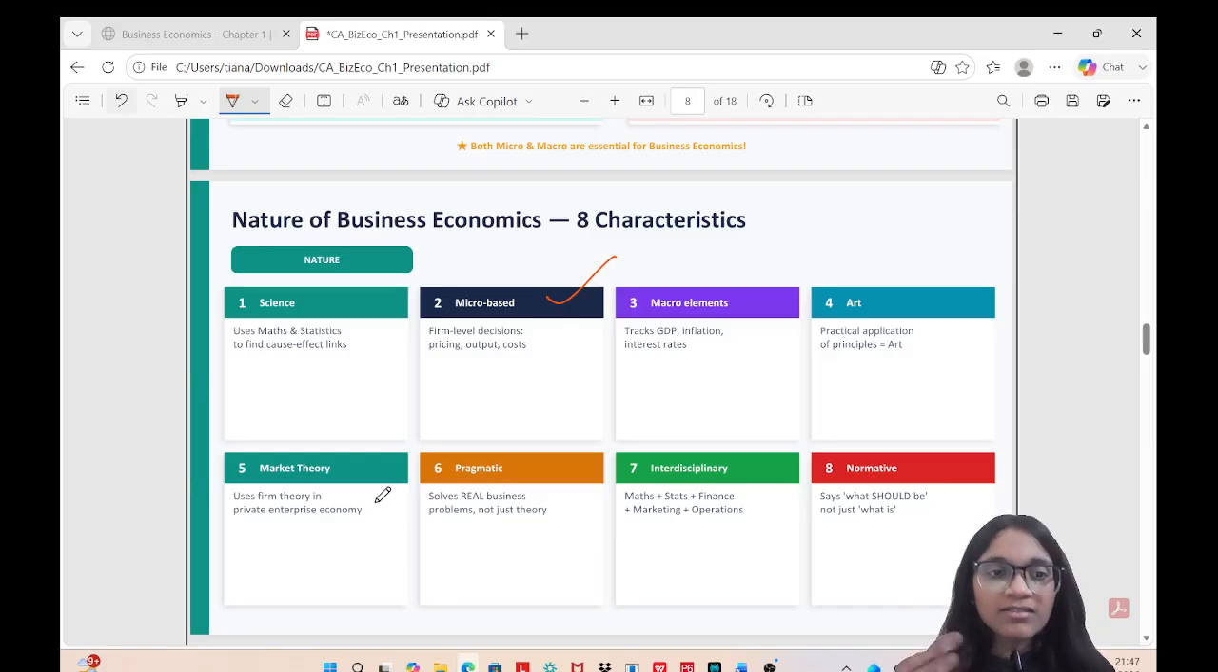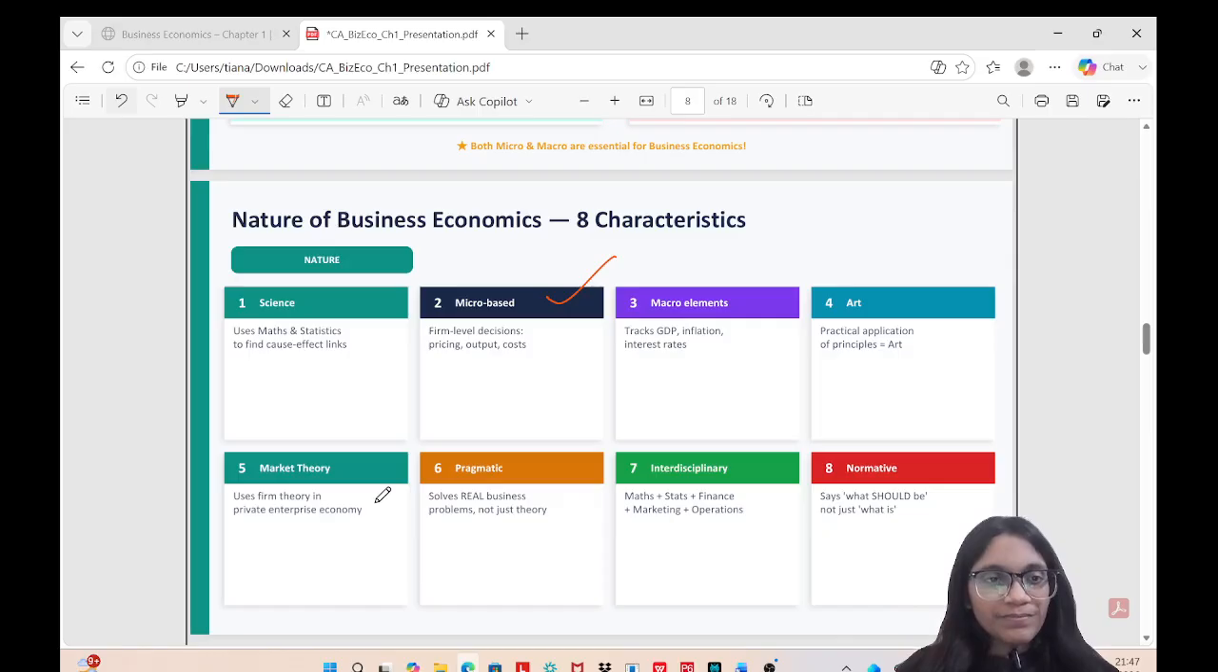Ola studies the surge, for example: during rains, the prices of autos increase, right? They didn't write a research paper, Ola. They solved a real problem using economic logic. Interdisciplinary: basically, if you have to analyze something, you need stats, maths, finance, marketing data, finance data in order to perform your analysis and everything.